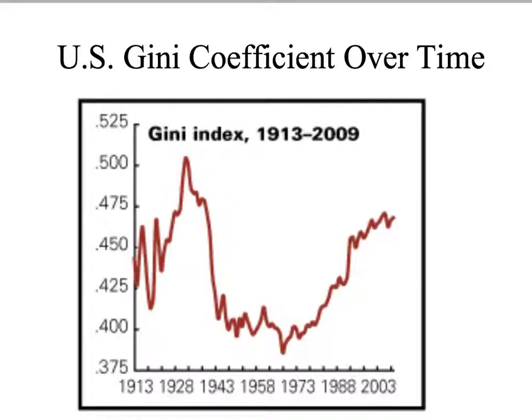throughout the Great Depression, and we end up with a relatively low level of income inequality throughout the 40s and 50s, 60s and 70s. And then we start seeing this steady rise from the 70s on upward, with a big jump right here.